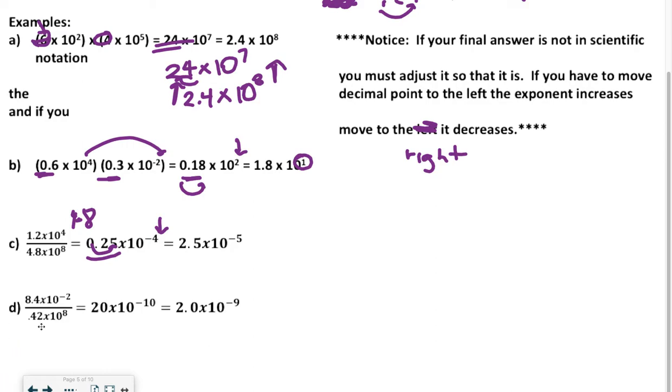8.4 divided by 4.2 would be 20. Again, use your calculator. We know 20 is going to be a problem, so we're going to fix it. -2 minus 8, remember when we divide bases that are the same, we subtract, is -10. And again, because my decimal's here, I'm going to move to the left. Moving to the left by 1 increases. An increase from -10 would be -9.